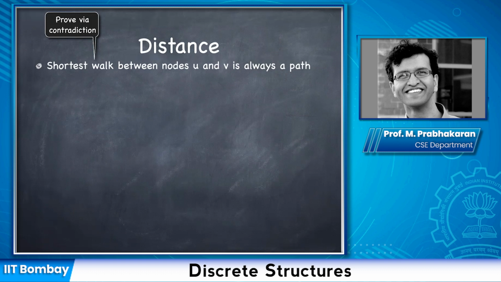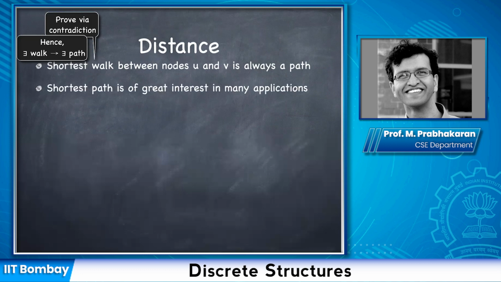You'd be able to trim it down if it is not a path, if there is a repeated node. So it has to be a path. And therefore, whenever we see there is a walk between two nodes, we might as well say there is a path between these nodes. So we already saw it's an if and only if condition, and connectivity could be defined using either.